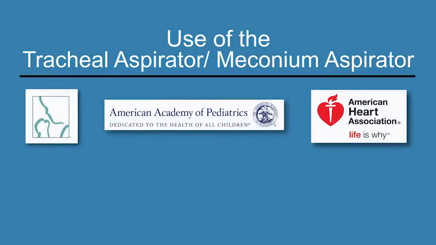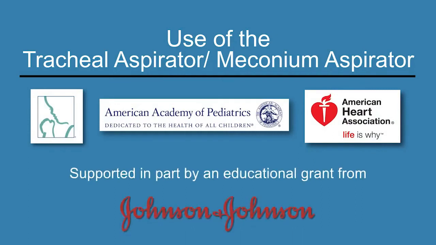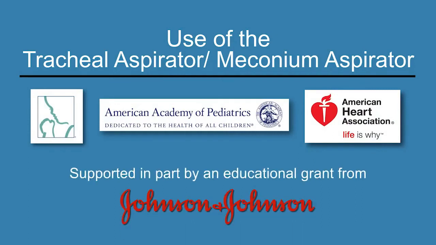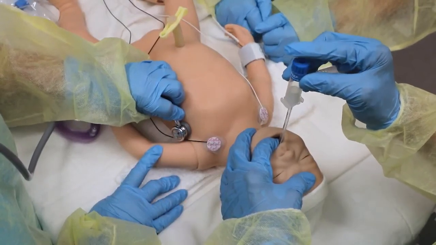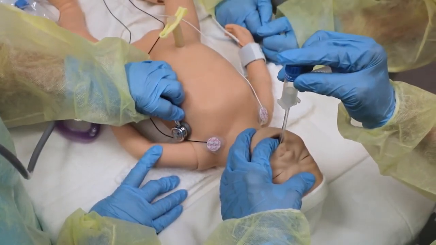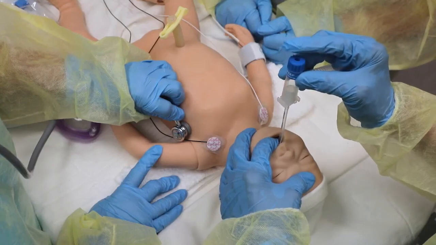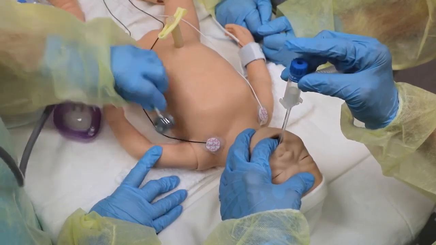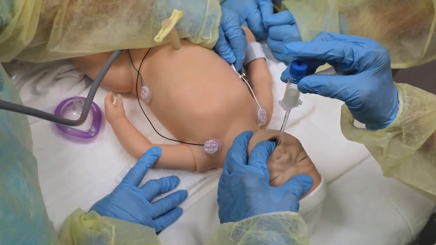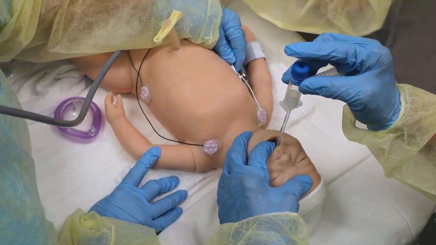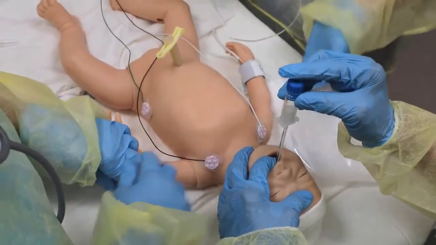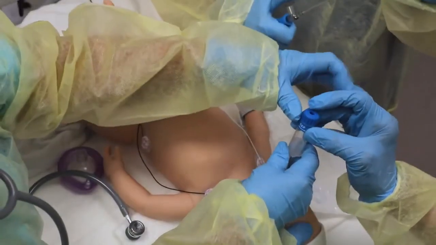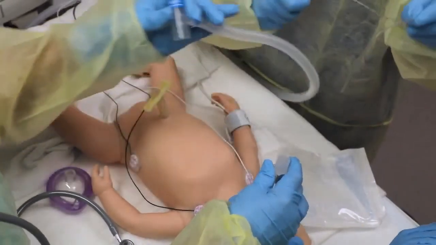This section of the video demonstrates use of the tracheal aspirator, also called a meconium aspirator. This infant required PPV for persistent bradycardia and apnea. The team has performed all of the MR SOPA steps. The peak inspiratory pressure is at the recommended maximum of 40 centimeters water, but there is still no chest movement with ventilation. The team suspects that the airway is obstructed with thick secretions.